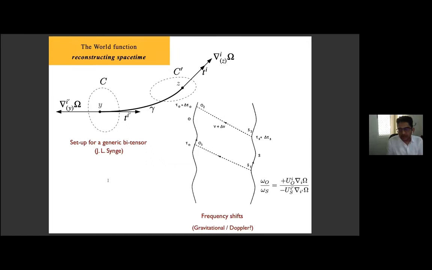You should note that it depends on the gradient of omega and the four velocity of the emitter, the source, and the observer. So basically, you can be agnostic about whether this shift comes from a gravitational effect or a Doppler effect or whatever you have. It is a universal description of all kinds of frequency shifts. So that's the kind of universality. And it's also the operationally most relevant way of describing physical processes in a curved spacetime.